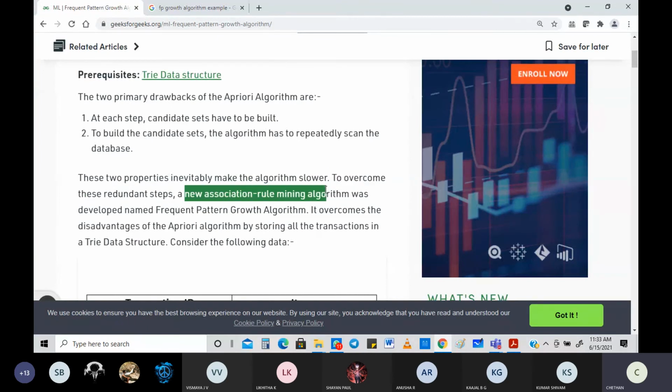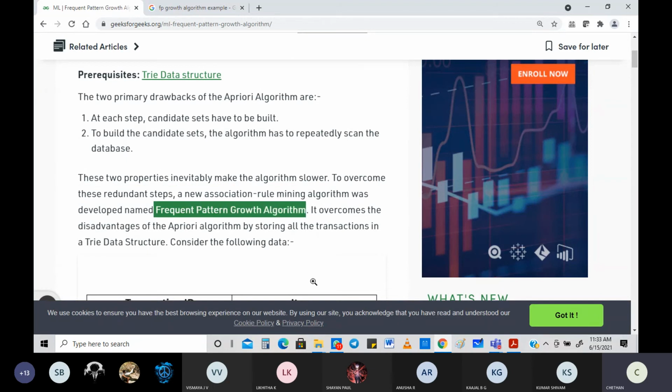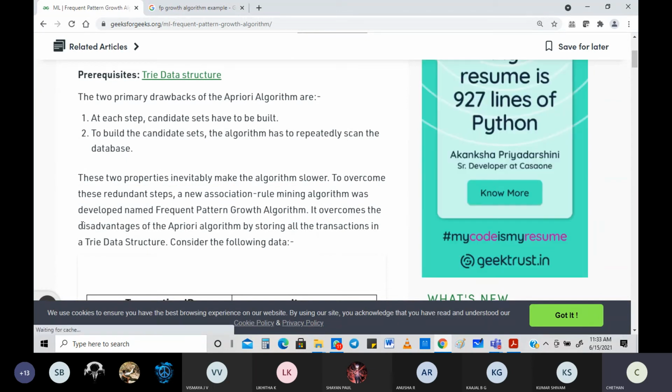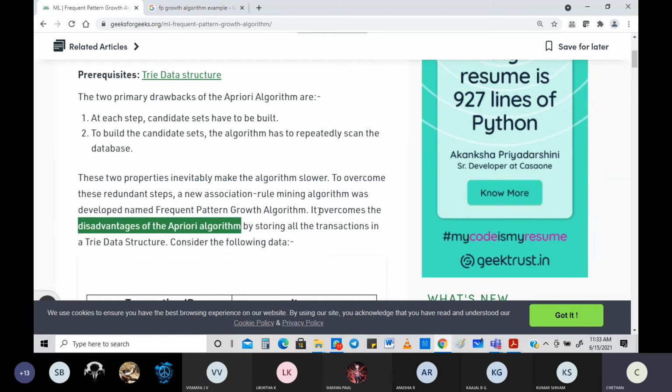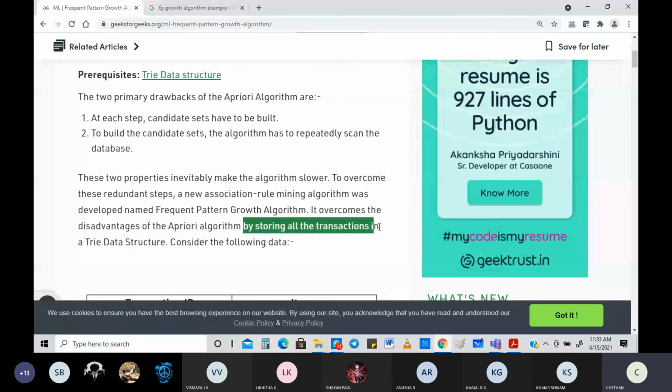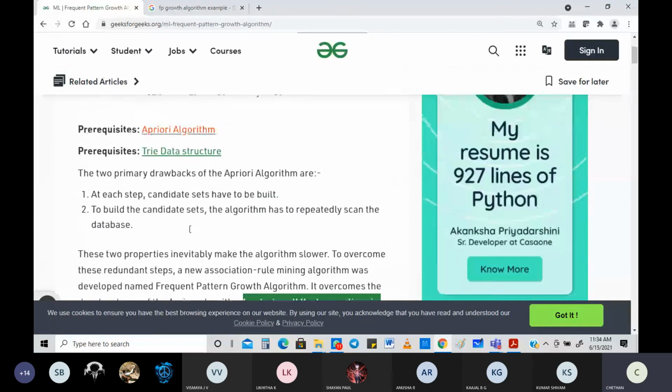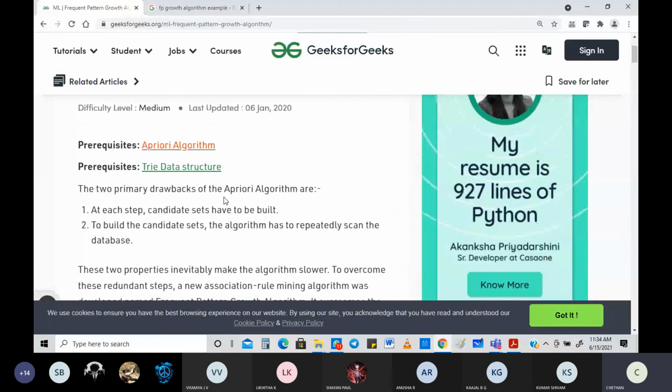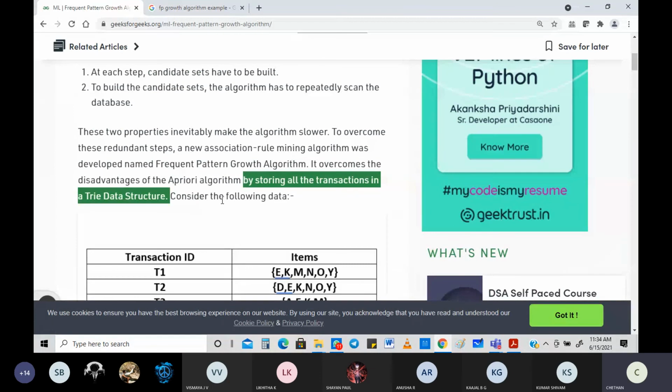A new association rule mining algorithm was developed by the name frequent pattern growth algorithm. And what does it do? It overcomes the disadvantages of the Apriori algorithm by doing what? By storing all the transactions in a tree data structure. And here what is the most important part? You're only scanning the database once. The scanning of the database will be done only once. There's no need for doing it again and again.